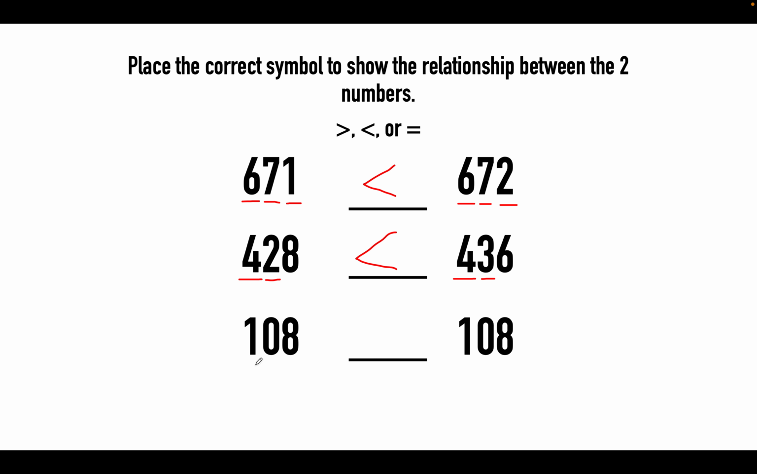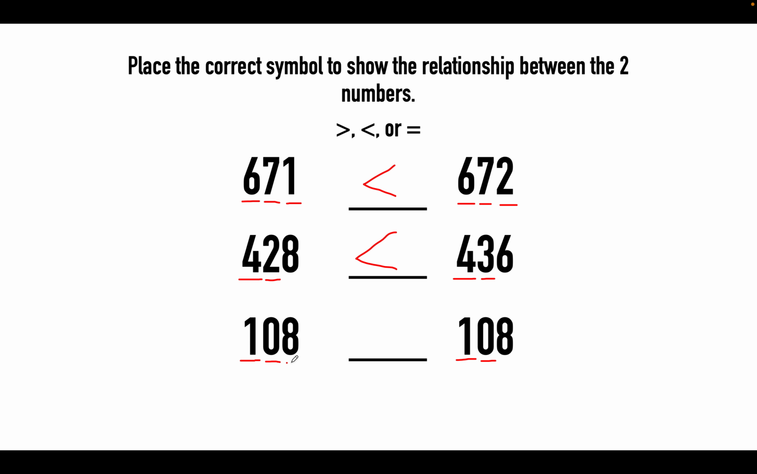Now moving on to the last set of numbers, we're still going to start in the hundreds place. So if we look over here on the left hand side, we have a 1 in the hundreds place, and we have a 1 in the hundreds place on the right side. So we need to move on to the tens place. In the tens place, we have a 0 on the left-hand side and a 0 on the right-hand side. We still don't know the answer to our question, and so we are moving on to the ones place, gradually moving down in place value.